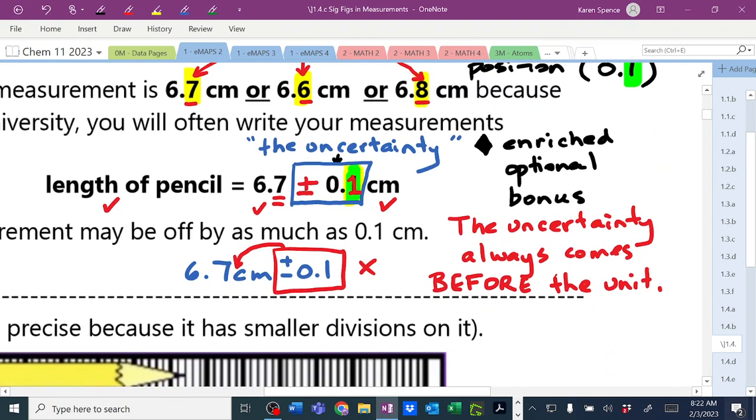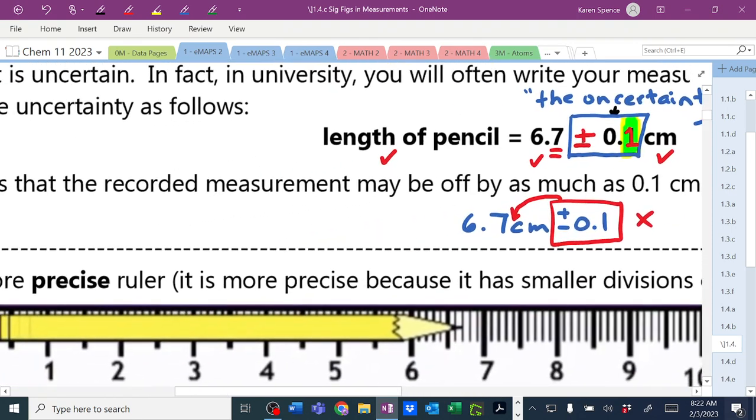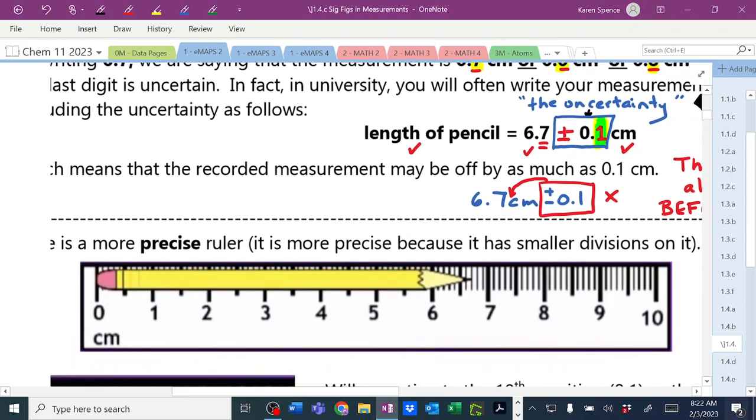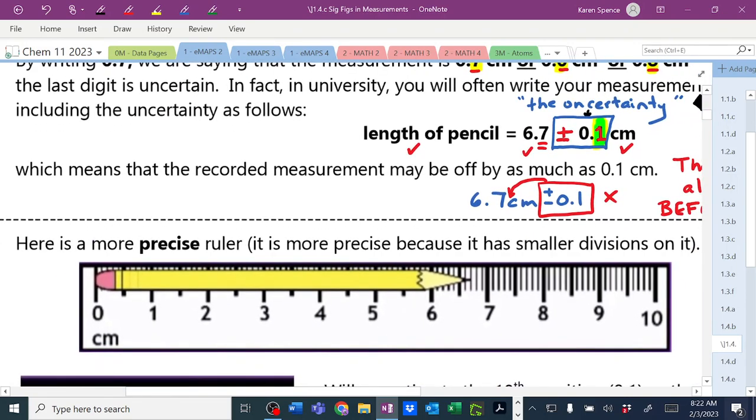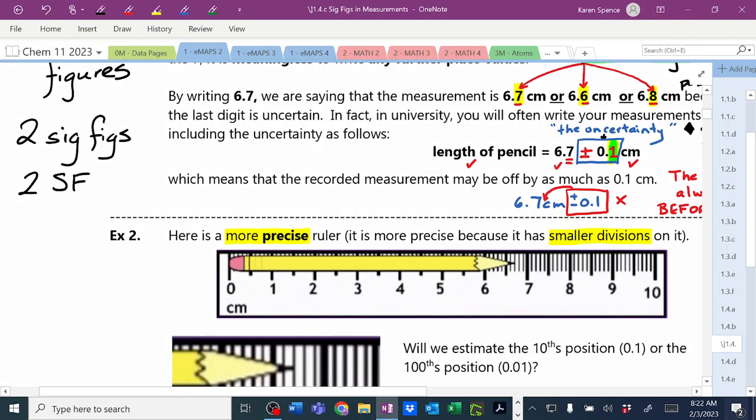All right, so that is ruler A. Ruler B has many more divisions. It has many smaller divisions. And this means that this ruler is going to be more precise. If we have a ruler that is more precise, it is because it has smaller divisions on it. Now let's just remind ourselves what it means to be precise.